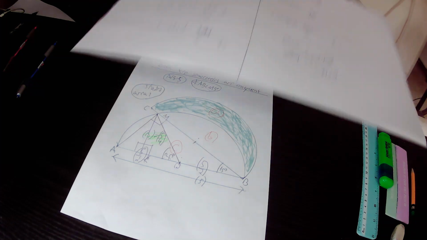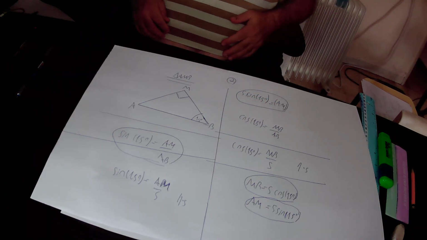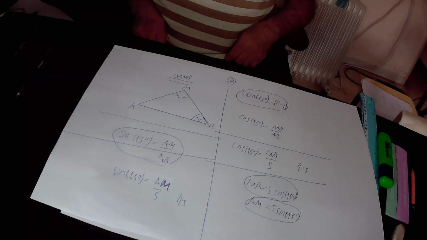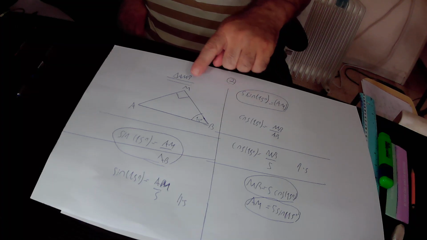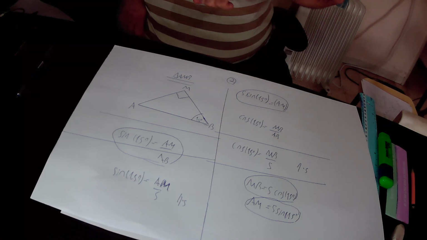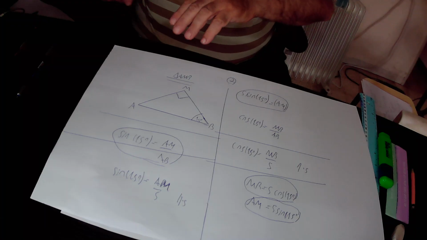So this is triangle AMB, using the formula from the original domain. In this triangle, sine 15 degrees equals AM over AB. AB is the hypotenuse, and that is 5.